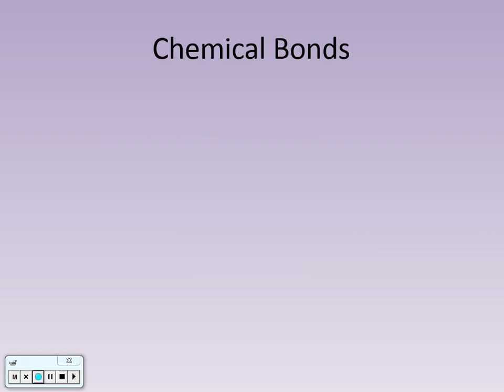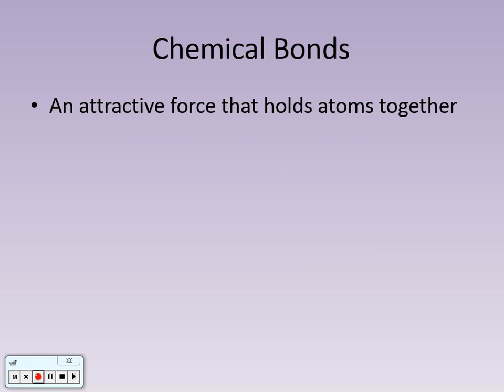So, what is a chemical bond? By definition, a chemical bond is an attractive force that holds atoms together. The next thing on your outline says, the formation of chemical bonds involves blank. Any guesses what goes there?